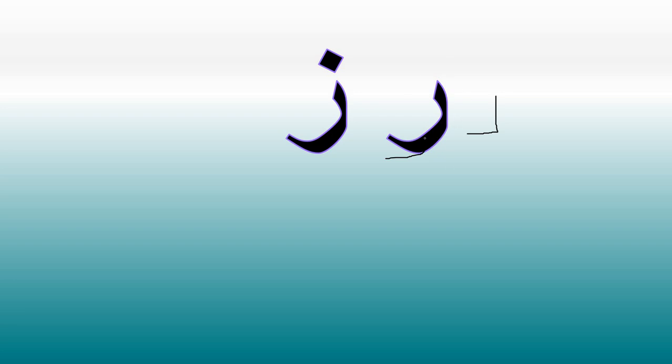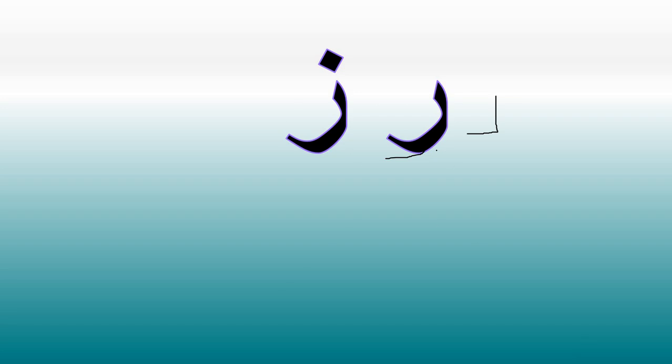Ra. The second one is Zay, Z, Zay. Again, the difference is the dot. Zay has one dot at the top. Zay. And it makes like a Z sound.